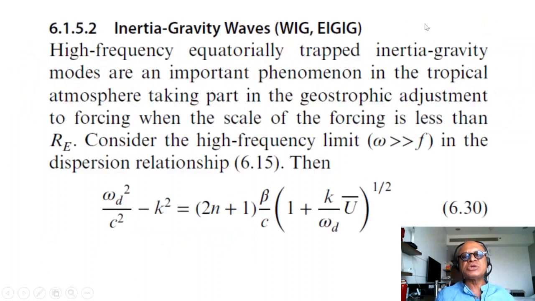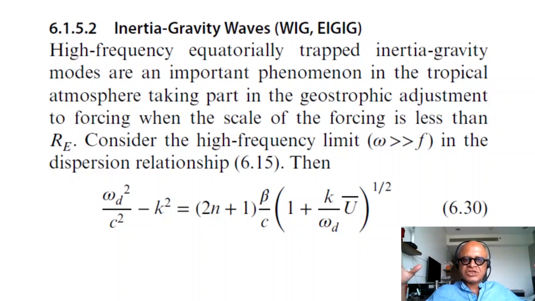So looking at the inertial gravity waves, which have westward and eastward phase speeds, these are high frequency equatorial waves, equatorially trapped, and are an important phenomenon in the tropical atmosphere, taking part in the geostrophic adjustment to forcing when the scale of the forcing is less than the equatorial Rossby radius.